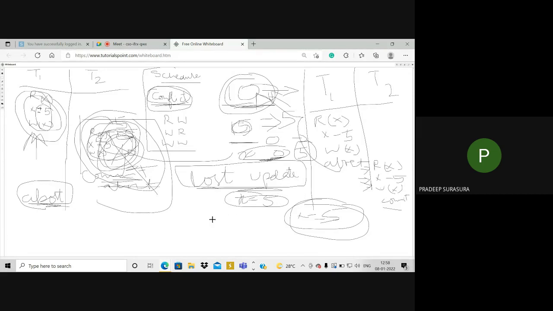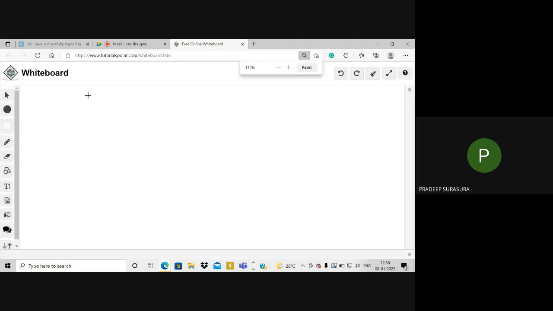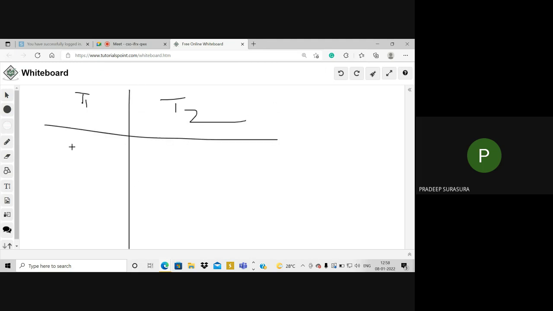Now, in the same way, let me erase this. Let me clear the screen first. Now, imagine I have T1 here, T2 here. Here I have R of X, and here I have R of X. And here I say X plus 10, write of X, and say commit.